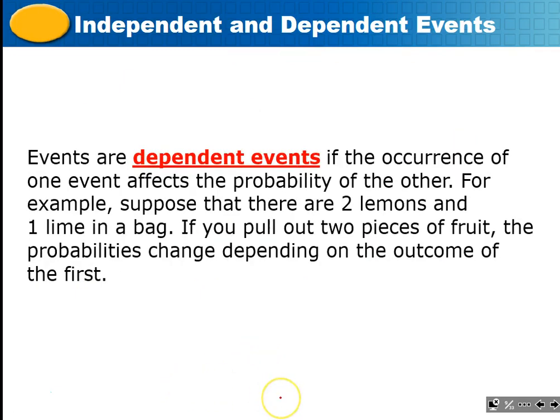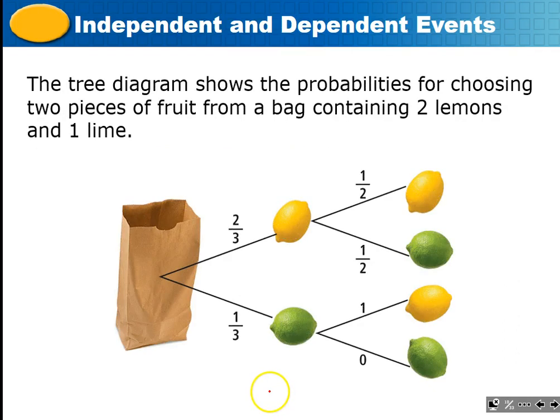Okay, now let's talk about dependent events. If the occurrence of one event affects the probability of the other, for example, suppose there are 2 lemons and 1 lime in a bag. If you pull out 2 pieces of fruit, the probabilities change depending on the outcome of the first. So let's talk about how this works.